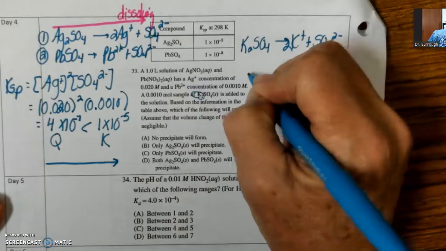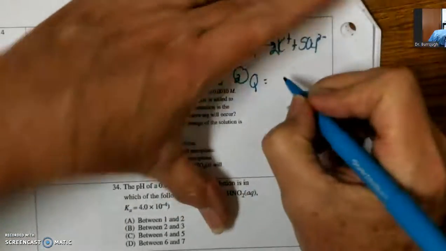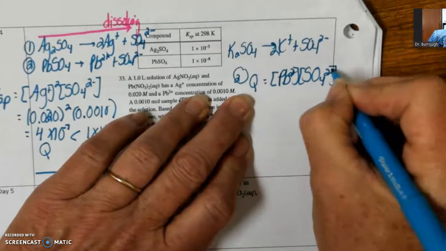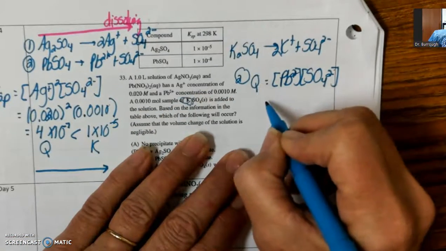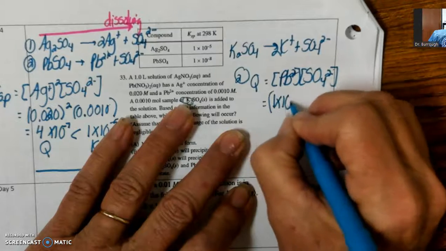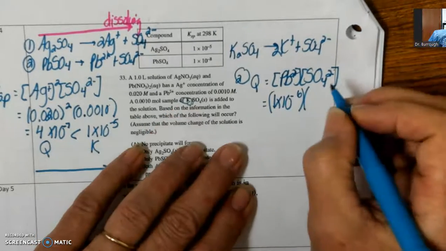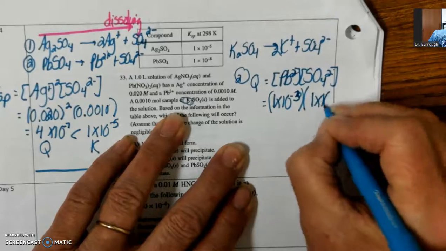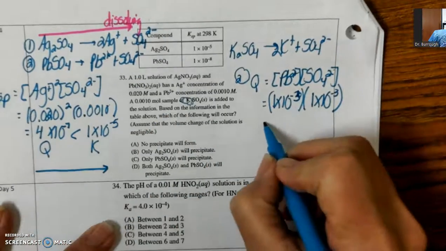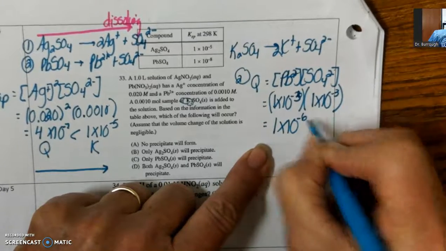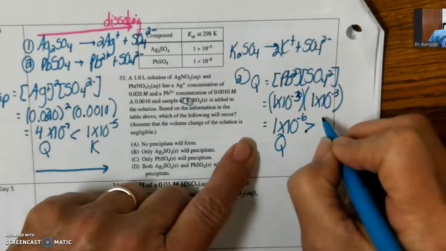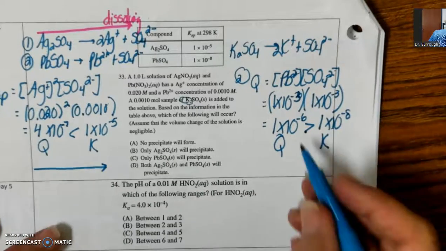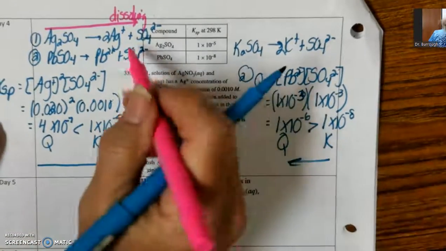Now, let's look at the other side. We'll call this 2 for the lead. Q is equal to, in this case, the concentration of lead 2 plus times the concentration of sulfate 2 minus. All right, that's going to be my KSP value for Q. So I'm going to put 1 times 10 to the minus 3 times 1 times 10 to the minus 3. And that gives me 1 times 10 to the minus 6, which is greater than KSP, which is 1 times 10 to the minus 8. If Q is greater than K, that means I have too many products, which means in this case I'm going to shift that way, right?